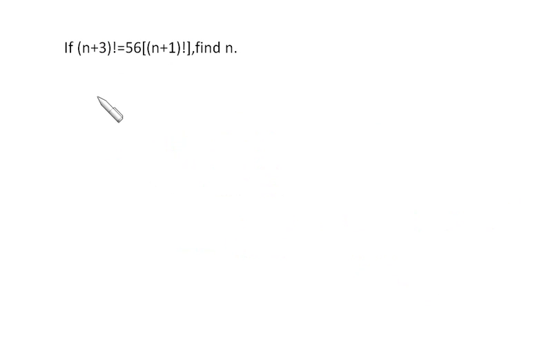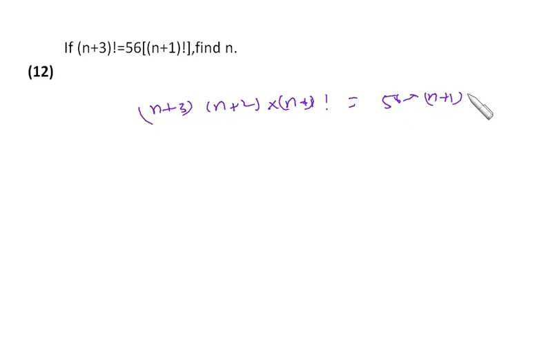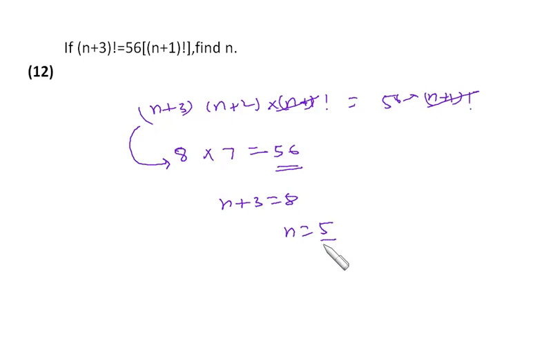Now similarly, quickly let's calculate this. We have to calculate the value of n further. So (n plus 3) factorial will be what? (n plus 3) into (n plus 2) into (n plus 1) factorial is equal to 56 into (n plus 1) factorial. So it's cancelled. Further we have two consecutive numbers and their product is 56. So it's 8 into 7 is 56, right? That means n plus 3 is 8. So n is equal to 5, right? So I hope you are clear about the concept of factorial.